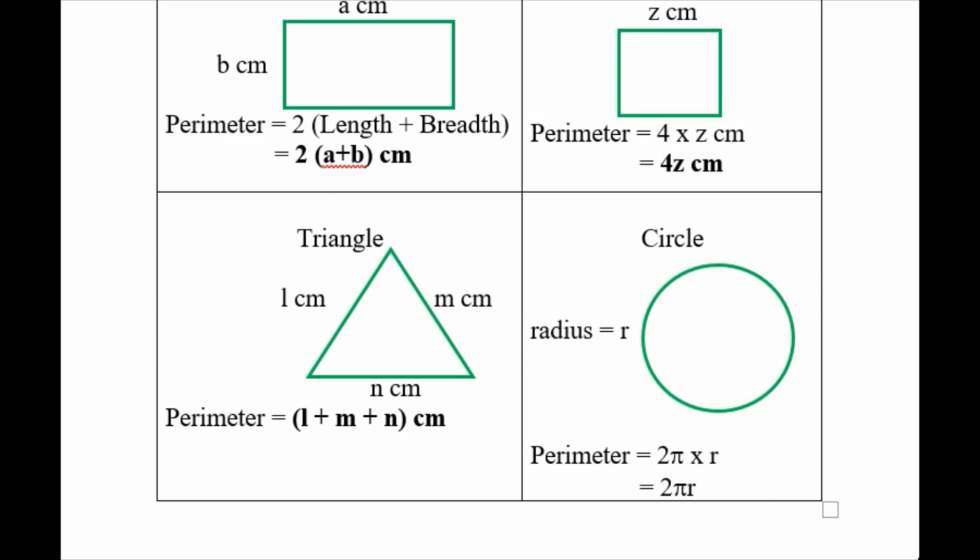In a triangle, we know there are three sides. The same goes when calculating the perimeter of a triangle, where you have to add the lengths of the three sides. For example, if the sides are L, M and N, we add L plus M plus N, and always remember to use the centimeter symbol.